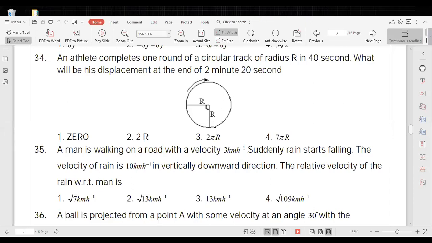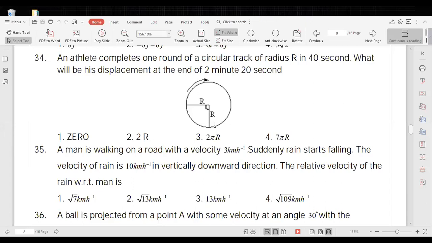Okay, 34. An athlete completes one round of the circular track of radius r in 40 seconds. It is general common sense only. Suppose the athlete starts motion from this point A. Here radius is r. In 40 seconds, he completes one rotation.